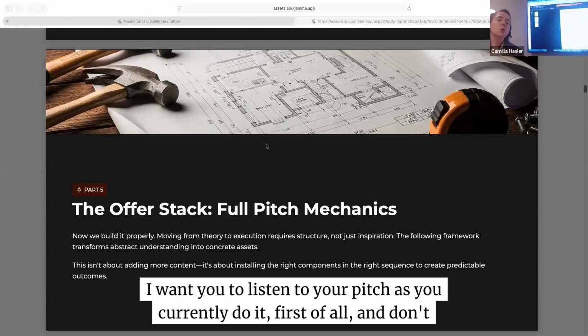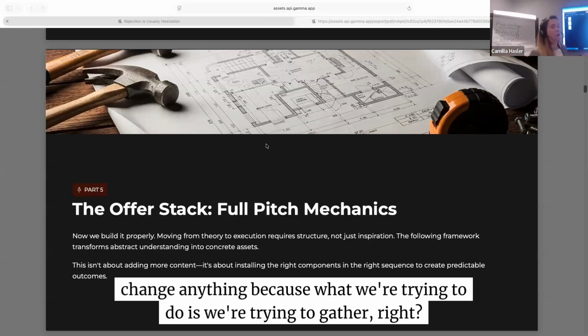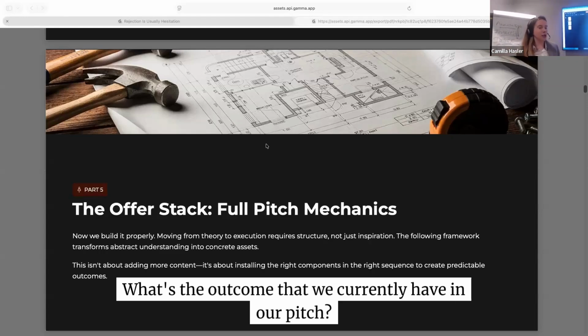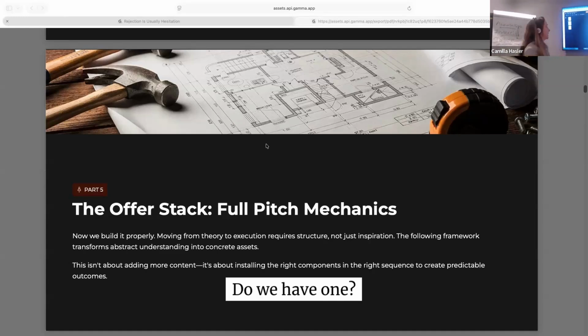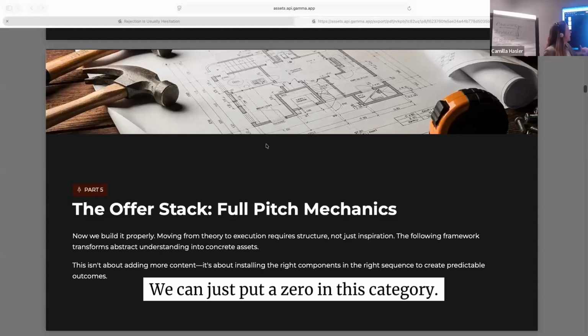So I want you to score, right? I want you to listen to your pitch as you currently do it, first of all. And don't change anything, because what we're trying to do is gather what outcome we currently have in our pitch. Do we have one? Do we refer to an outcome? Okay. If we don't, that's fine. We can just put a 0 in this category.